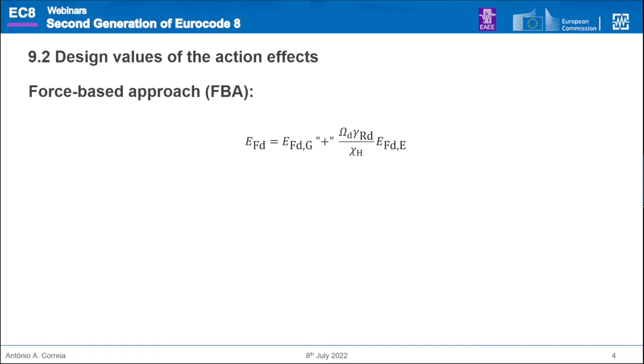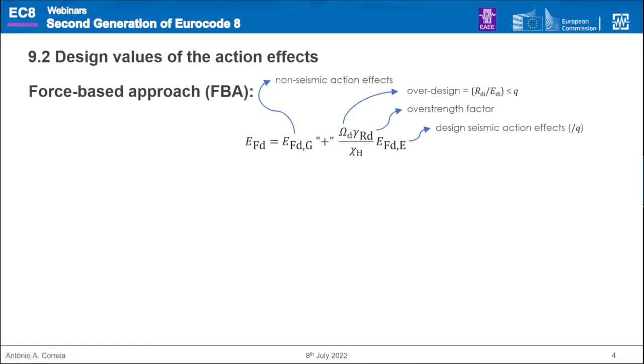Now, in terms of the design values to be used in the design and verification, in the force-based approach, we are dealing with design values of the action effects, which take into account the non-seismic action effects, as well as the design seismic action effects. And these are the ones which result from the seismic analysis and are already divided by the behavior factor. These may be amplified in the design verifications by taking into account the over design, which is basically the ratio of the resistance to the seismic action or the design action considered in the design of one of the members, and also an additional overstrength factor, which the two of them compose the capacity design considerations for the design of foundation elements and foundation systems.